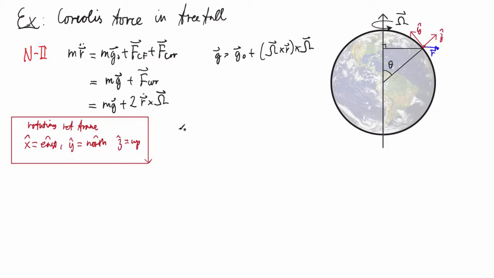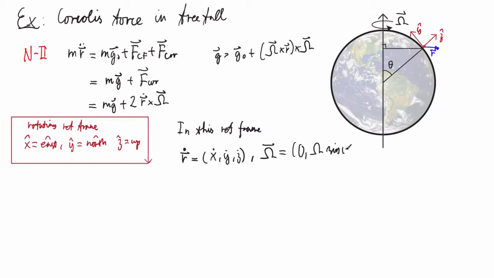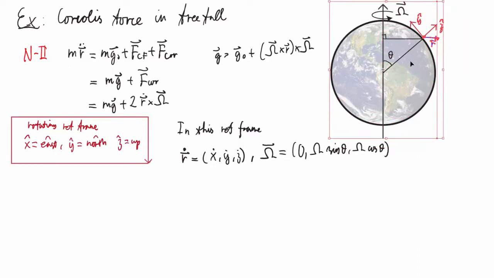So in this reference frame, we have, first of all, we're going to work with the velocities, and they're simple. They just consist of x dot, y dot, and z dot. But we also have that the vector omega, you can see here that it will have no x component, but it will have a y component and a z component, which depend on the co-latitude theta here. So it becomes 0, omega sine theta, omega cosine theta.